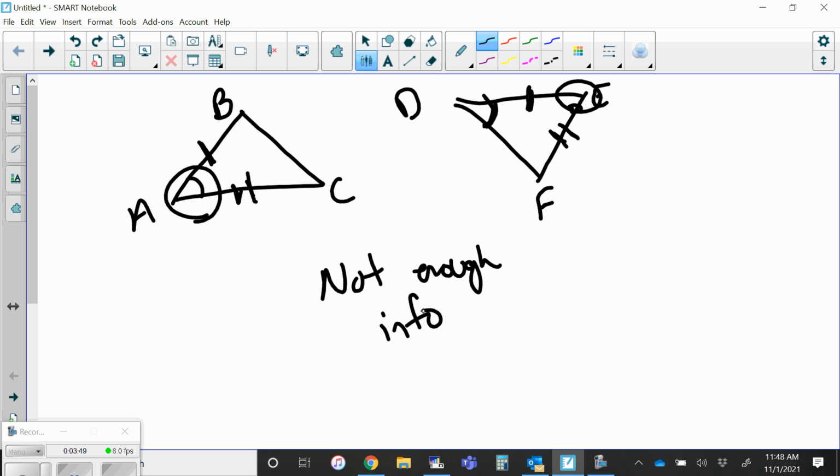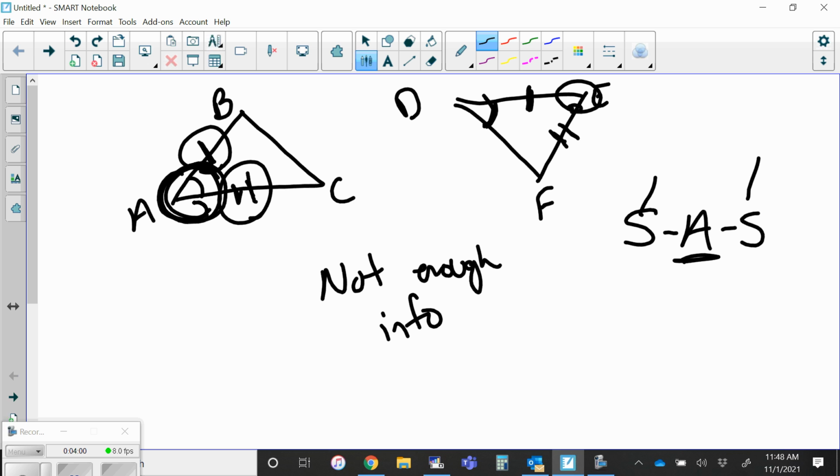Do you see how it's side and then an angle and then a side? Do you see how the angle is supposed to be smashed between the two sides? See how the side and the angle is smashed between them? You see the side and the angle's over here. Now, why would I put not enough info?